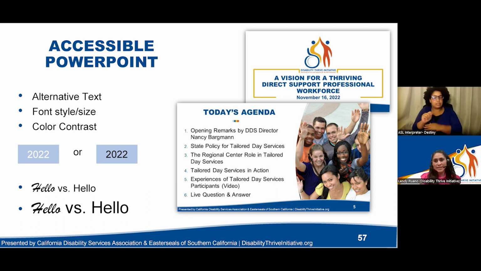So what is an accessible PowerPoint? An accessible PowerPoint is just one that has alternative text, one that has easy to read font, and that passes color contrast. This is something that you can do on your own. However, you can always find companies online that specialize in remediation.